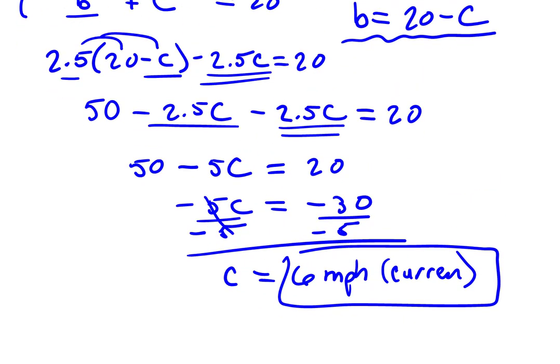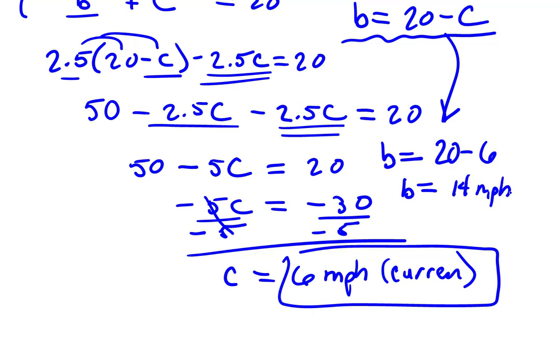Now the boat speed we could find by going back to our equation for B, which we already had solved for above. So now we'll say B equals, and it was 20 minus C. So now we can say comfortably that means 20 minus 6, which means B equals 14. Again, miles per hour would be our units, and this would be our boat speed.